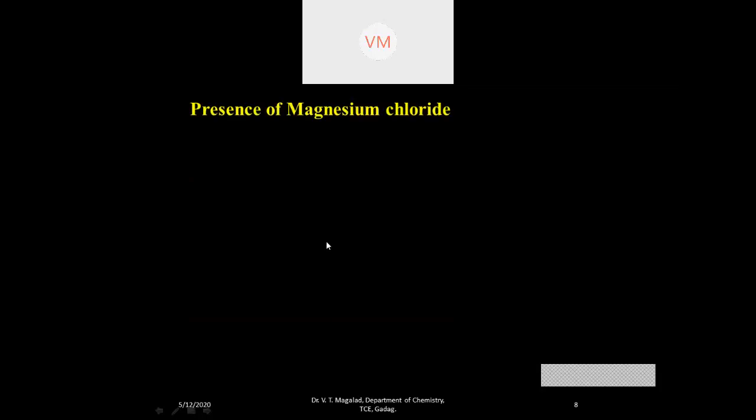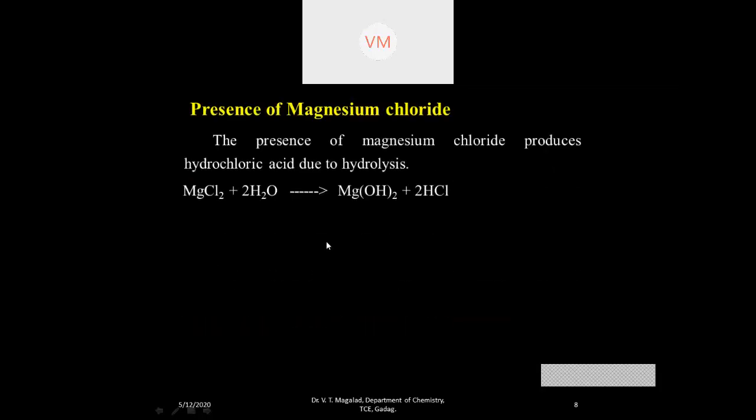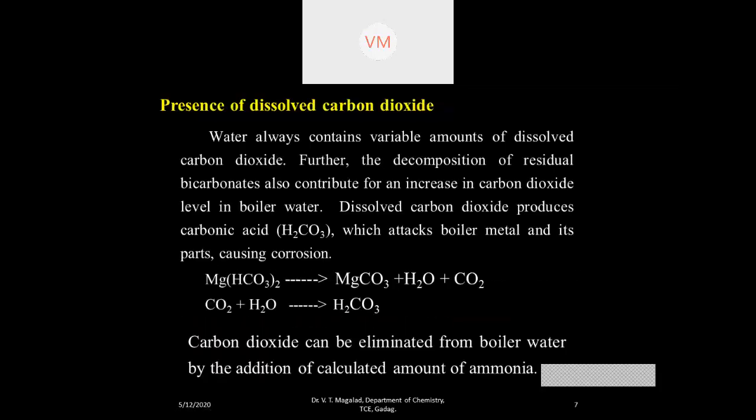Yes, presence of magnesium chloride. Before that, presence of dissolved carbon dioxide. So carbon dioxide, if it is present in the water, usually in the boiler, means hot condition will be existing at a high temperature and pressure. This carbon dioxide, it will be interacting with water continuously.